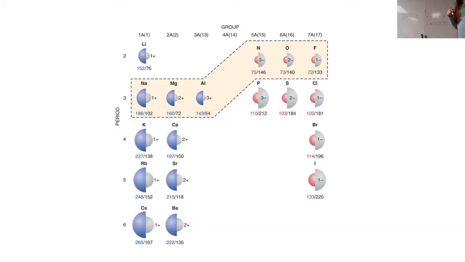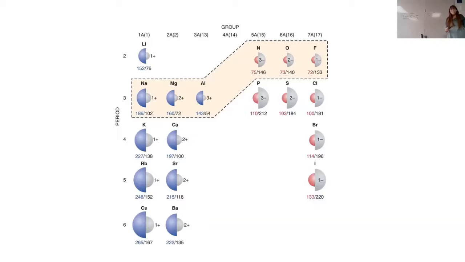Now, if I look at the anions, I'm going to see the opposite thing happening. So now I've got the same number of protons trying to hold on to more electrons. And so it's harder for the protons to keep track of those electrons. All right, so let's take a look at oxygen. Neutral oxygen is 73. So that's pretty close in size to a lithium ion. It's the same number of protons, but more electrons.